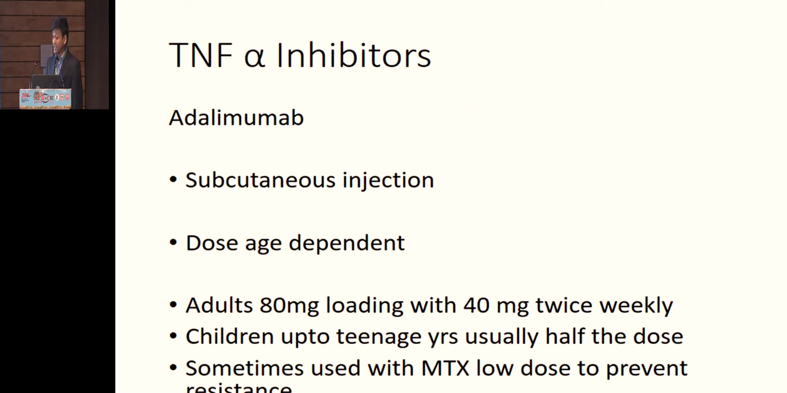When we can increase the interval up to 3 months, that is 12 weeks, without getting a relapse of uveitis, we can attempt to wean the patient off that drug. It's sometimes used with low-dose methotrexate at a dose of 10 milligrams so as to prevent resistance.